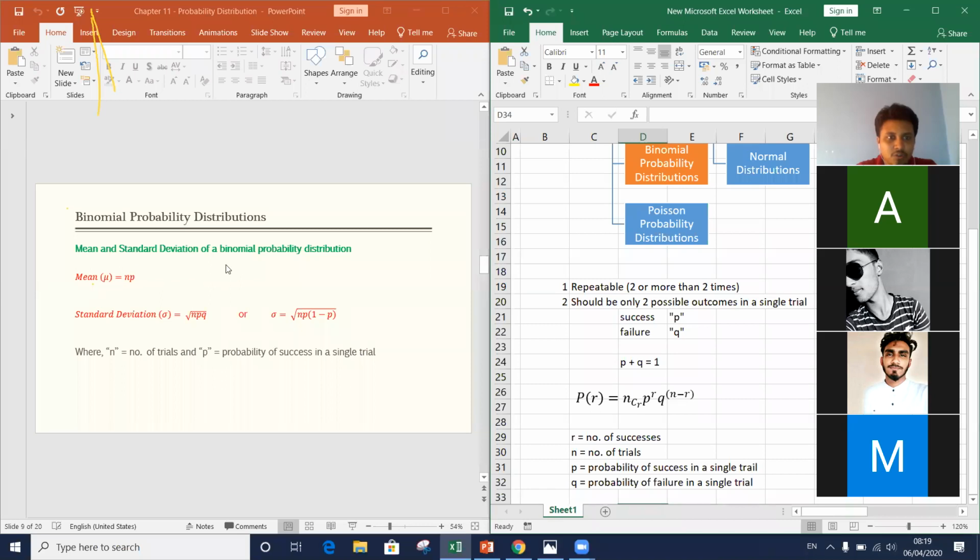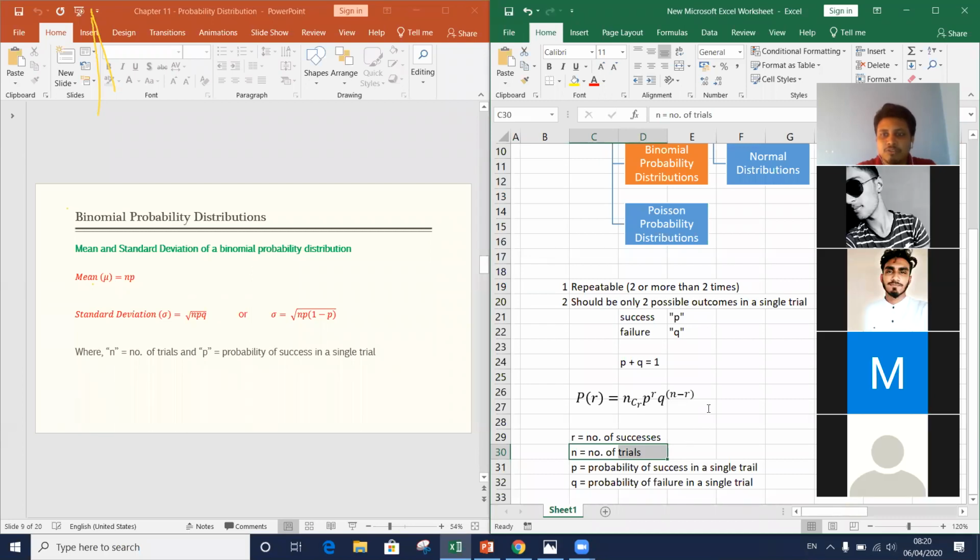So how can we calculate mean? The mean value of a binomial probability distribution should be equal to n into p. What do you mean by n? N means number of trials. Number of times we do the experiment. P means probability of success in a single trial. එක වතාවක් විතරක් කරොතින් අපිට එන්න ඕන දේ එන්න පුළුවන් සම්භාවිතාවය කීයද?